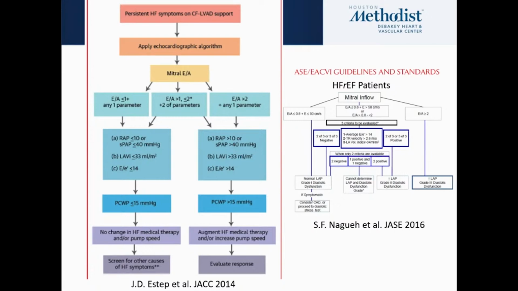Those are patients that you won't make any changes to. But if they have elevated filling pressure, where you see the E to A ratio is greater than 2, and they have, for instance, a systolic PA pressure of greater than 40 and RA pressure of greater than 10, then you would think that these are patients who have an elevated wedge pressure and they may need augmentation of diuretics or medical therapy for that matter.